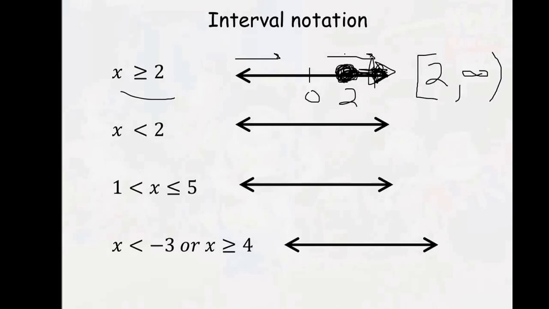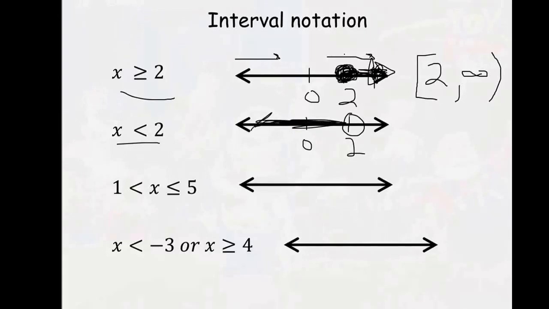X is less than 2. Alright, so let's do the same thing. We have 0, we have 2. Since it does not have a line underneath, that's an open circle, and it's a less than, so we shade to the left. Again, this is review. You should remember this, but to write the interval, we're starting from the left, and all we see on the left is just shading.